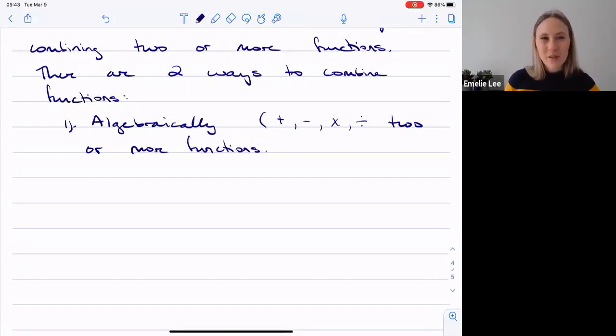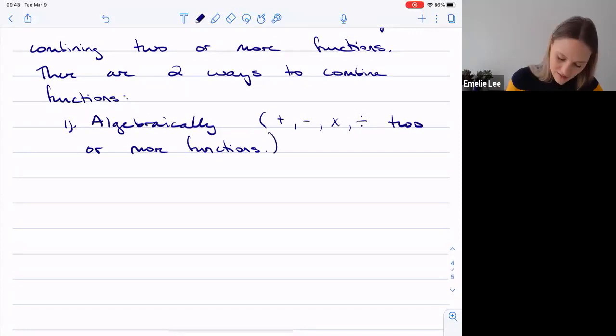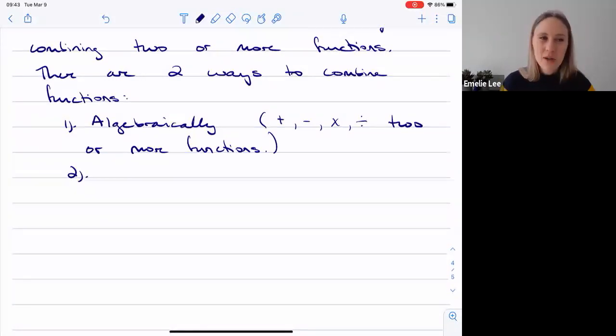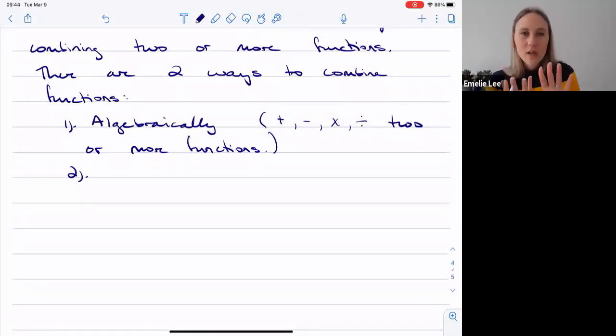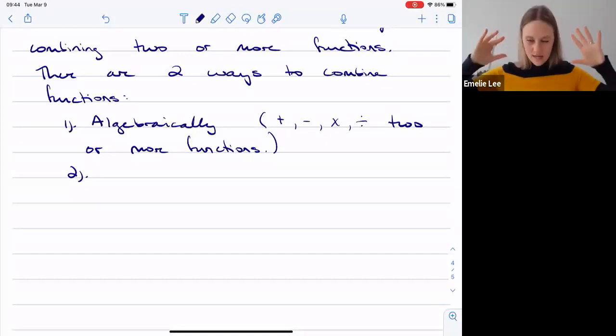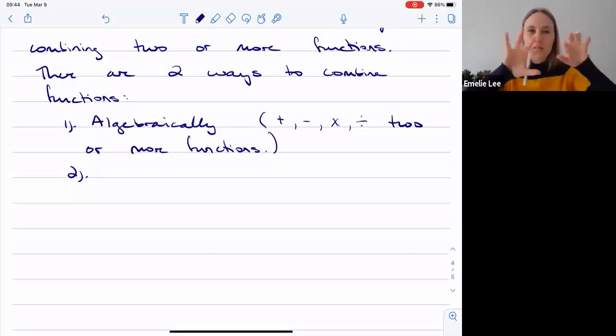The second way, the more fun way, is to compose, and it's called a composition, to compose a function by putting another function inside of it, right? Or we can decompose a function. So a complicated function we can often decompose into multiple little functions, okay?